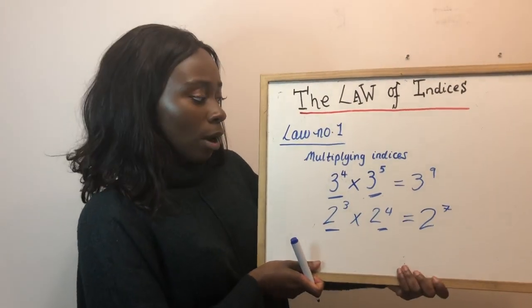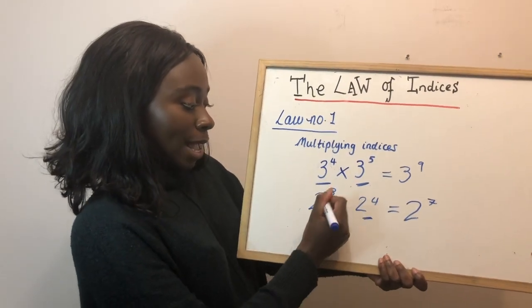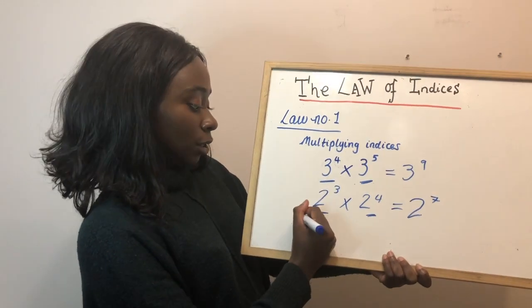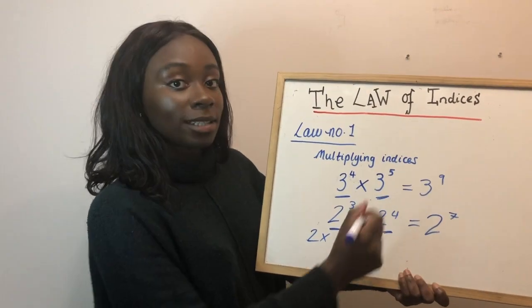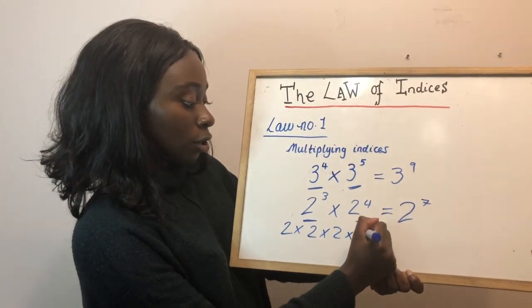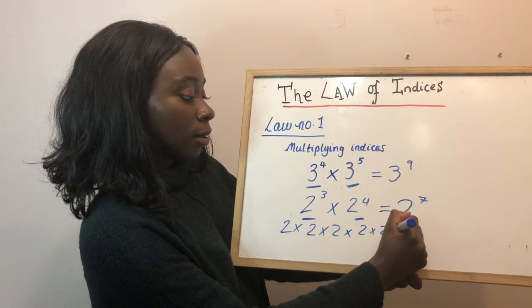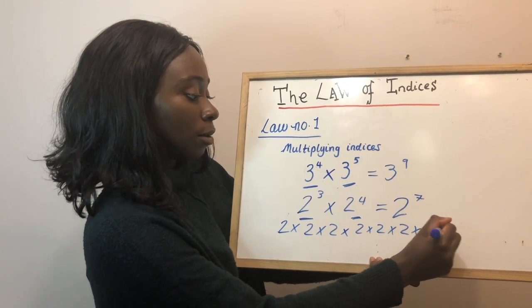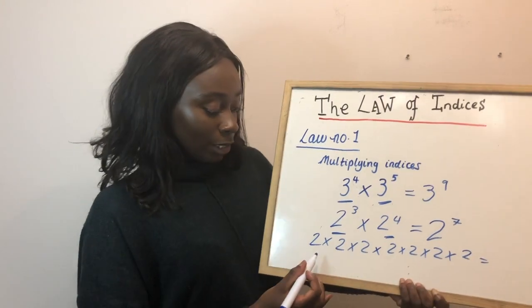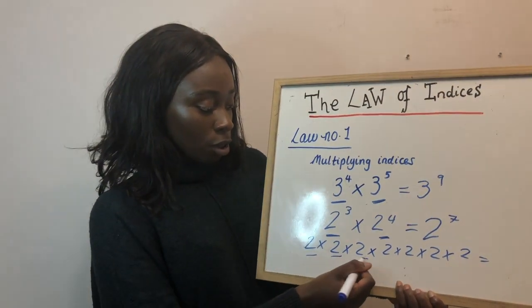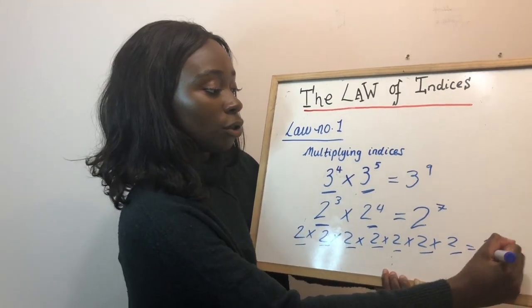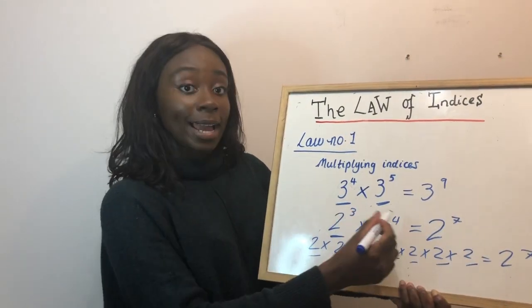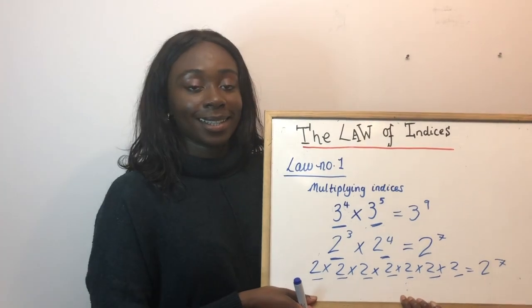So why does this work? For example, 2 raised to the power 3 is 2 times 2 times 2, and 2 raised to the power 4 is 2 times 2 times 2 times 2. Can we see we have 1, 2, 3, 4, 5, 6, 7, and that equals 2 to the power 7, and that's why adding the powers works.